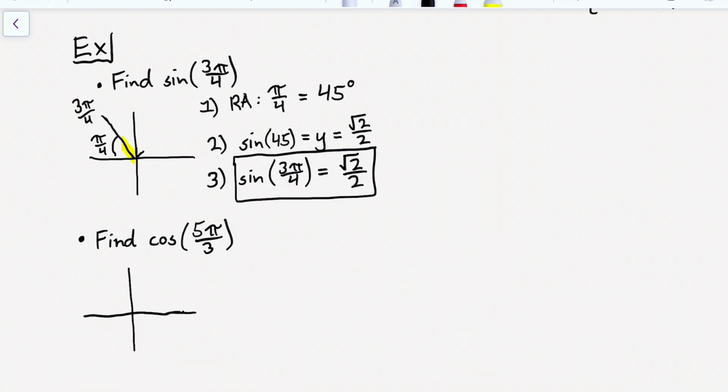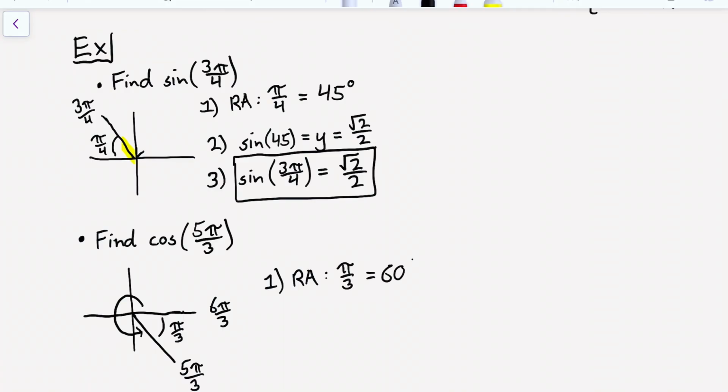Our second example, find cosine of 5 pi over 3. 5 pi over 3 is very close to 6 pi over 3, which is the same as 2 pi. So 5 pi over 3 looks like a quadrant 4 angle. Here's our angle, 5 pi over 3. And it has a reference angle of pi over 3. Remember, to find the reference angle, I can subtract 6 pi over 3 minus 5 pi over 3. So step 1, identify the reference angle. It's pi over 3, or 60 degrees.